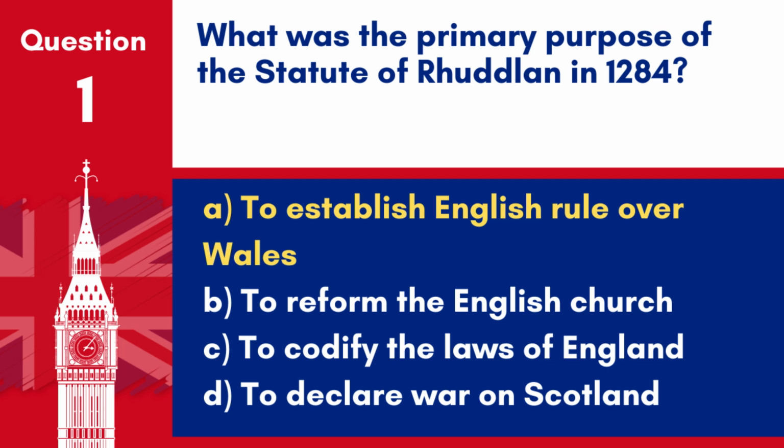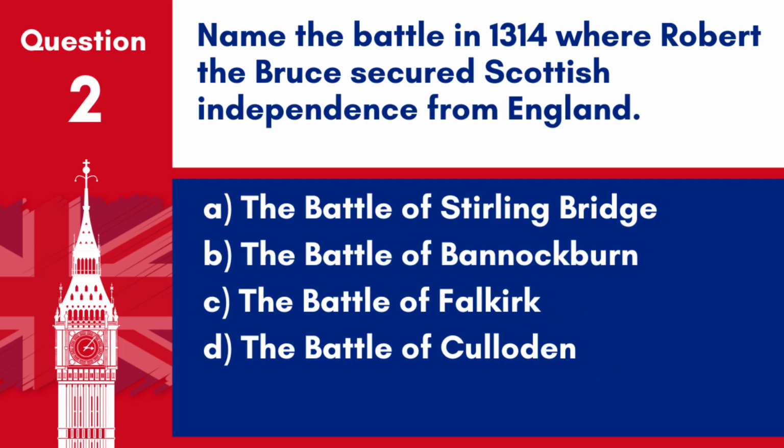The Statute of Rhuddlan in 1284 was primarily aimed at establishing English rule over Wales, integrating Welsh territory into the English legal system. Question 2. Name the battle in 1314 where Robert the Bruce secured Scottish independence from England.